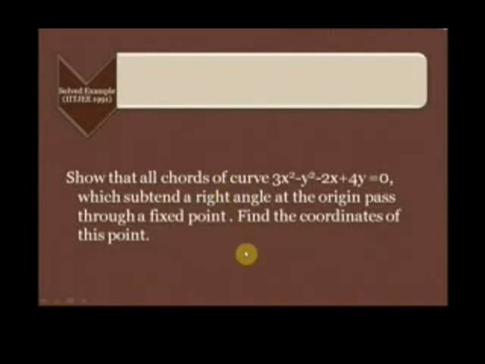First of all, suppose we have a curve 3x² − y² − 2x + 4y = 0, and we have different chords for this curve. Now we have to prove that these chords subtend a right angle at the origin. So how to do it? We are going to use the concept we have just studied to solve this problem.